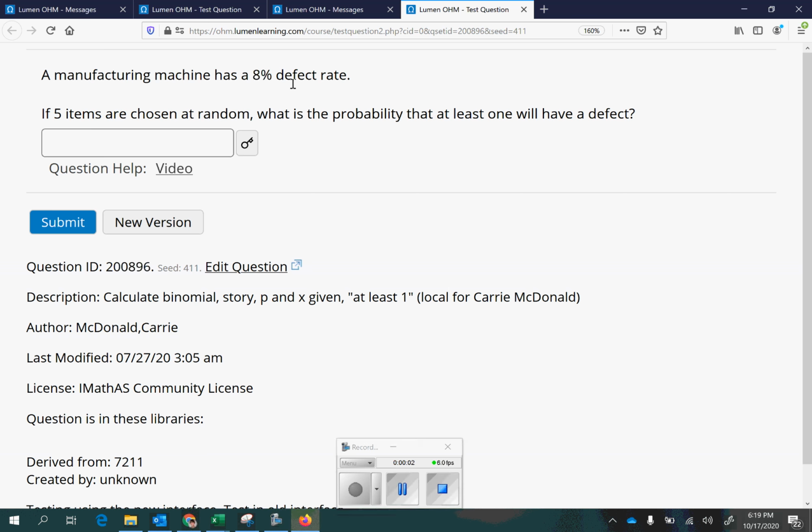A manufacturing machine has an 8% defect rate. If 5 items are chosen at random, what is the probability that at least one will have a defect?